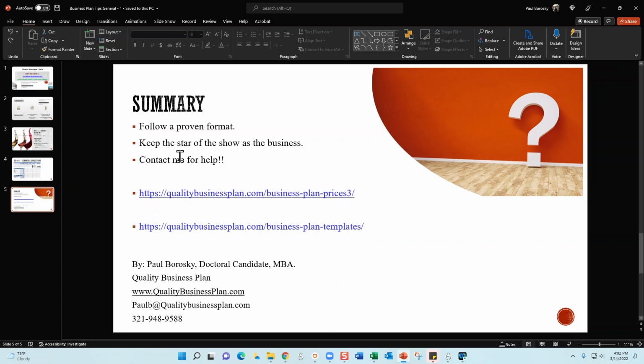And then to finish up with a summary, when you're writing your business plan, make sure to keep the star of the show as the business. Yes, the wines are important, but don't make it all about the wines.